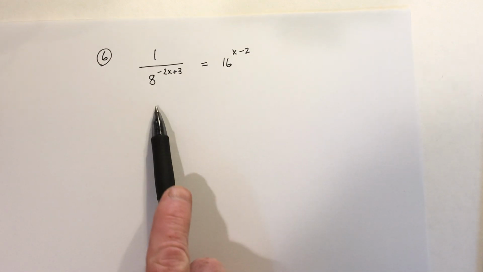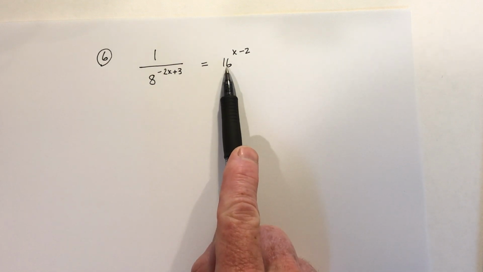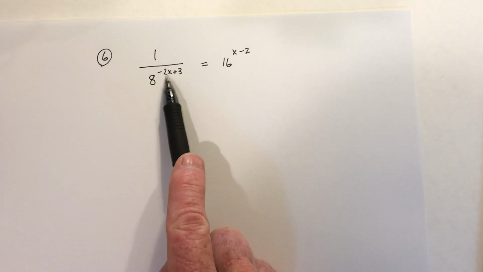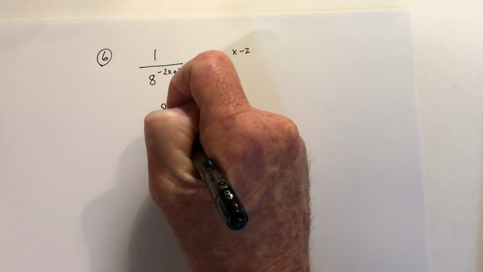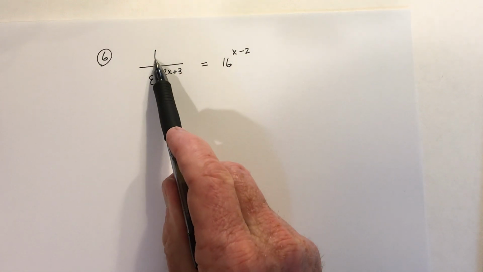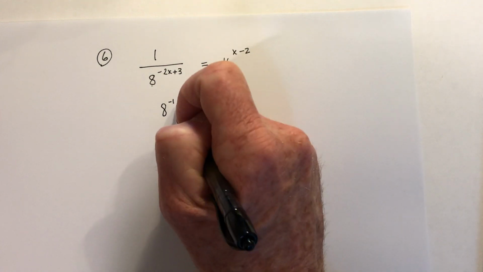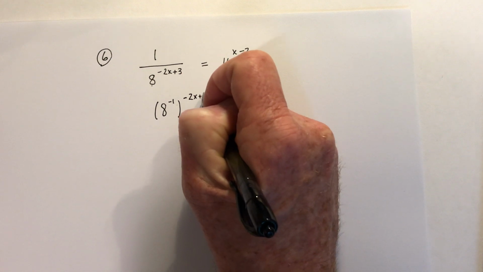So the reason I wanted to do this one is, what if the base is actually in the denominator? This 16 is not in a fraction, so this 8 right here, I don't want it to be in a fraction. So I can take the 8 and move it to the top as long as I change its exponent to be a negative. So if I put 8 to the negative 1, that's the same thing as the 1 over 8. And then I do need to still attach the exponent negative 2x plus 3.